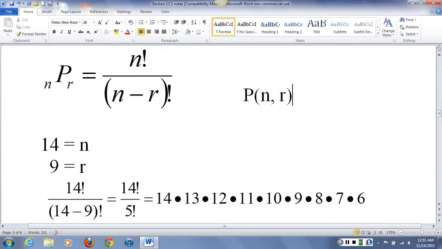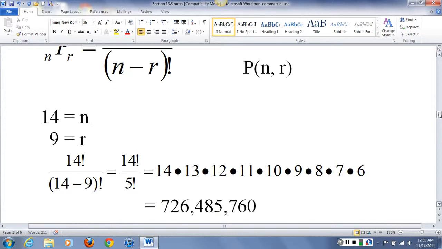My 14 is my n, the total number of people we're considering this time. R is the number that we're choosing at a time, so that's 9. So we do 14 factorial over 14 minus 9 factorial. That becomes 5 factorial. And again, instead of doing all that multiplication, just say, well, 14, if I keep multiplying down, cuts off at, when it gets to 5, everything after that will cancel out. So I'm only multiplying it from 14 down to 6. That gives me 726 million.